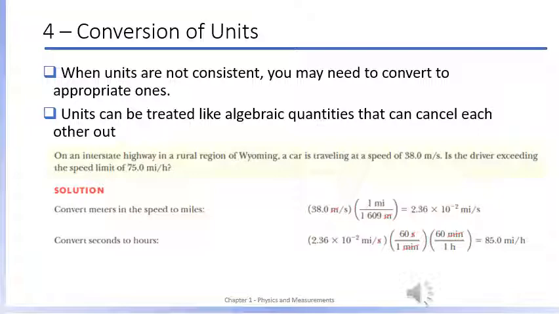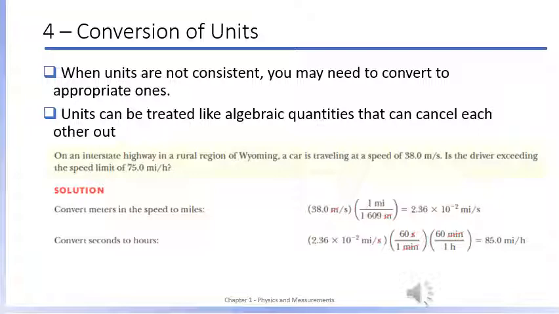So in this example, we have a car traveling at a speed of 38 meters per second. The question is: is the driver exceeding the speed limit of 75 miles per hour? First, we will convert meters to miles, knowing the relation between miles and meters. We know that one mile is 1,609 meters.